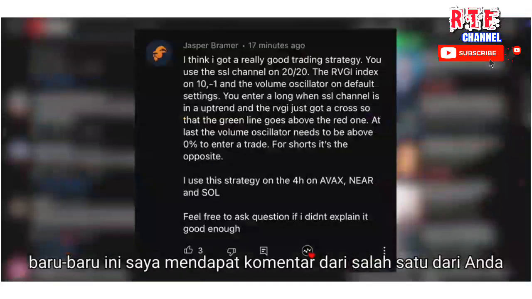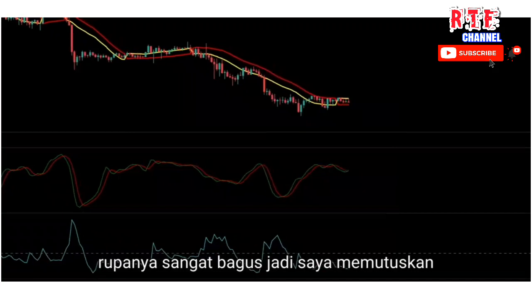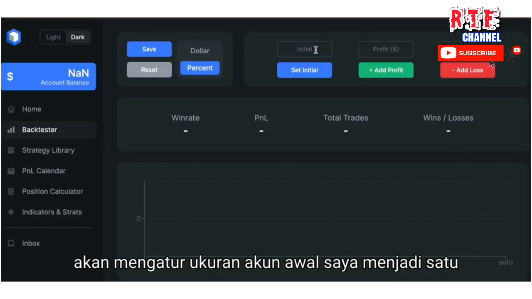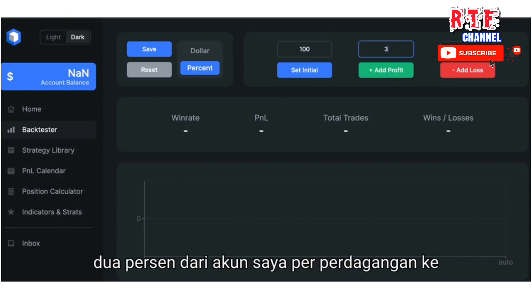I recently got a comment from one of you guys with a trading strategy that apparently is really good. So I decided to backtest it 100 times to see how good it actually is. For my backtesting, I will set my initial account size at $100 and I'm going to be risking 2% of my account per trade.